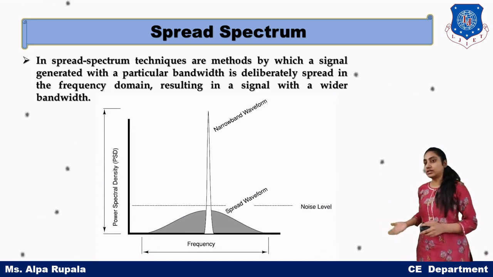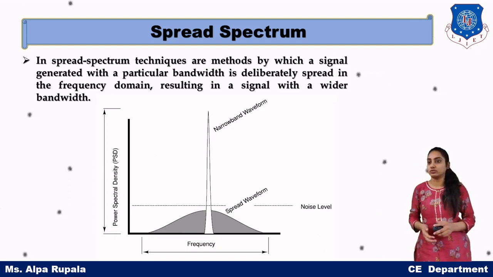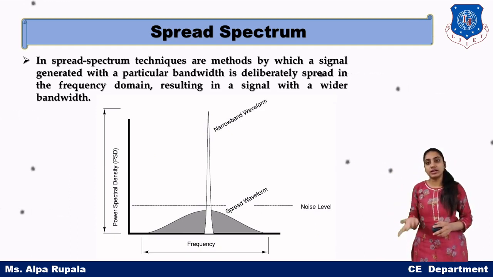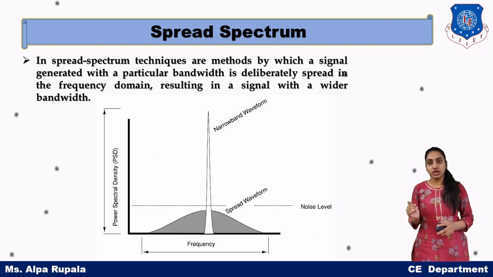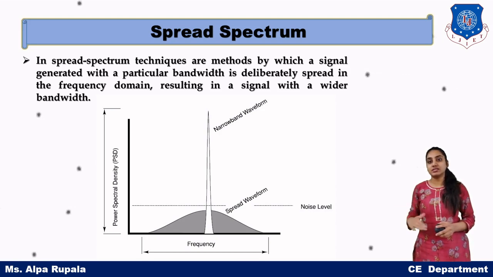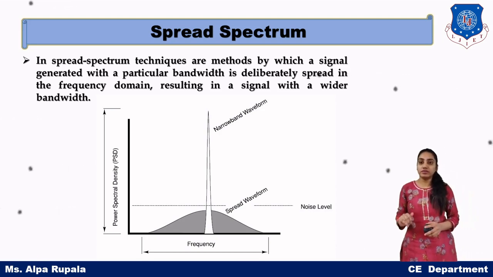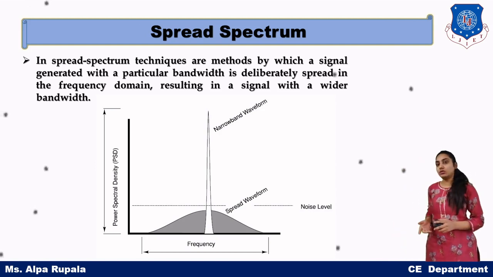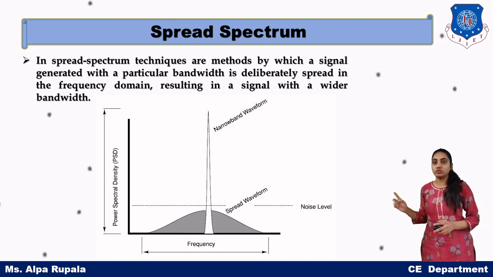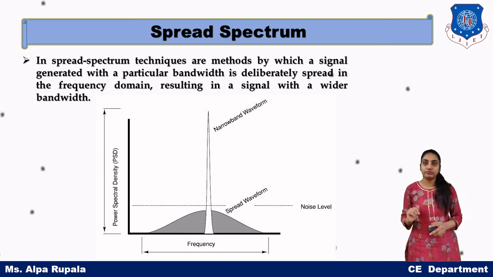We can see that on the x-axis we have the frequency and on the y-axis we have the power spectrum density, that is PSD. The narrow band signal is represented as a white high sharp peak, and the spread signal is represented as gray ground waves. So you can see that our whole bandwidth is occupied by our signal. The previous one is narrow band and the next one is broadband.